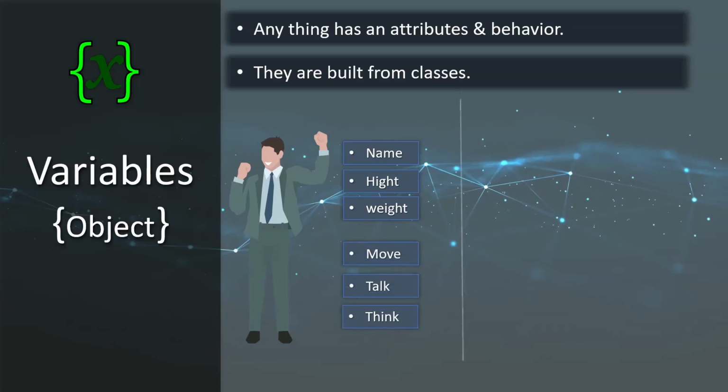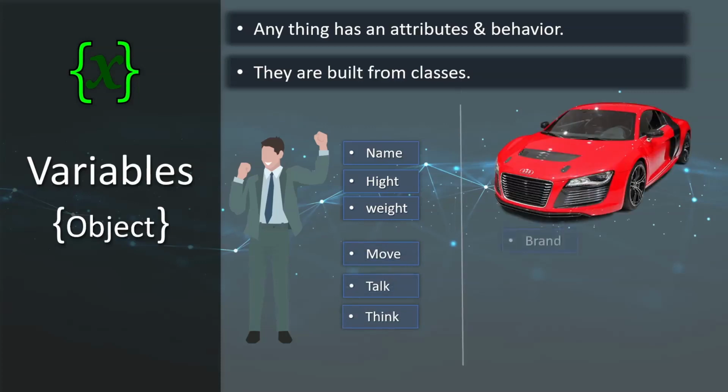We have another object like a car, for example. The car has a brand attribute, color attribute, and type attribute. And also it can do some action, some behavior like moving, signaling, lighting, etc.